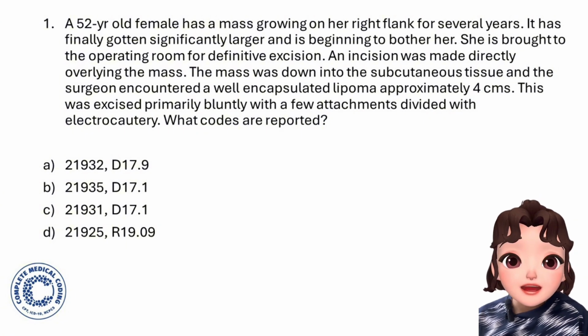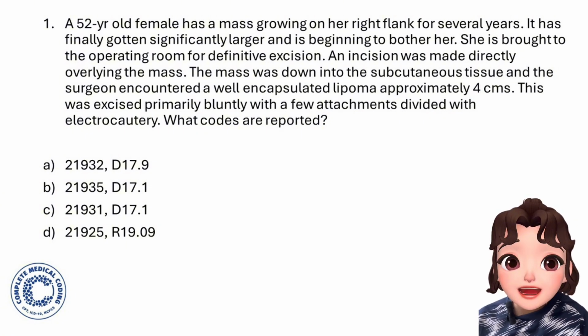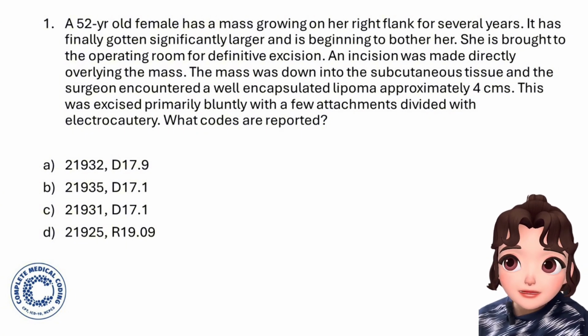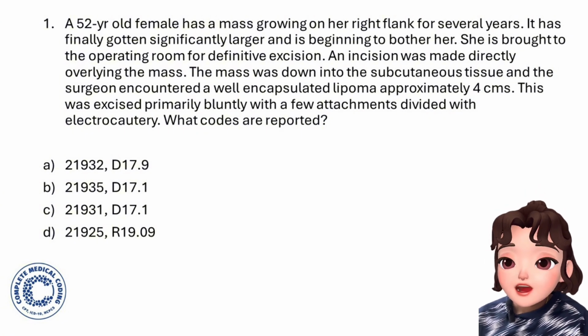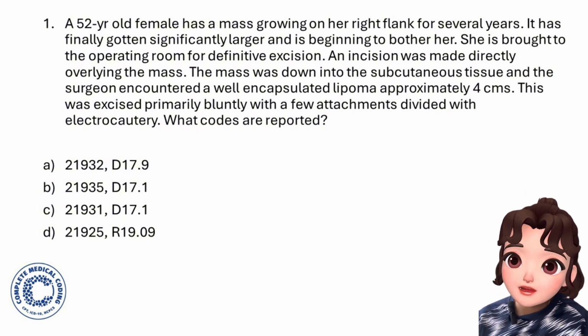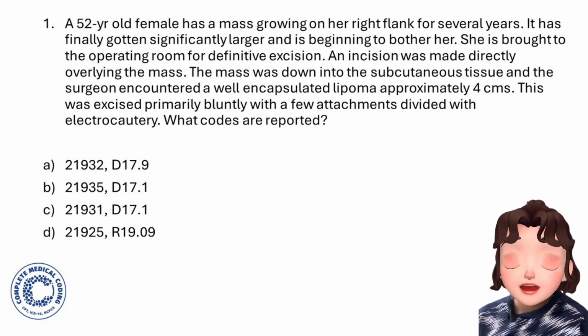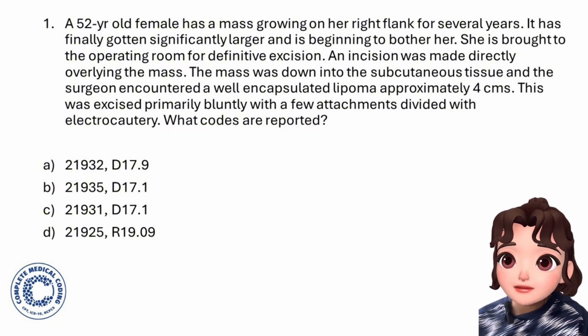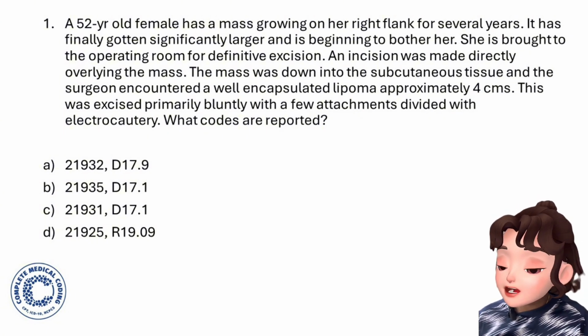Now, what is the CPT code? What is the procedure performed here? Excision was performed. The mass was taken down into the subcutaneous tissue and excision was performed in that subcutaneous tissue, right? And the size is approximately 4 centimeters. So we have to check for subcutaneous tissue excision with a size of 4 centimeters. You can open the CPT code book. It will be either code 21935 or code 21931, right? So what is 21935?